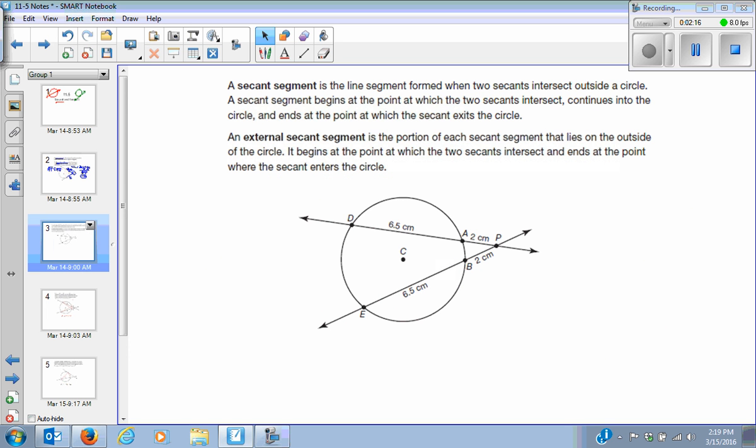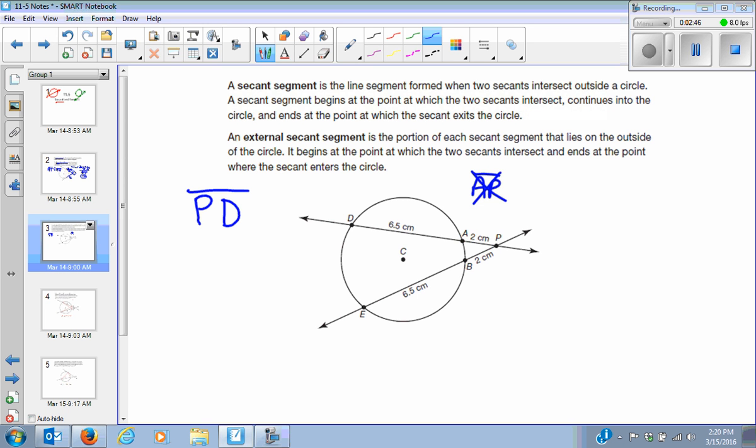All right. Secant is a line segment that's formed by two secants intersecting outside of the circle. A secant segment begins at the point at which the two secants intersect, continues through the circle to the end. So if I was talking about the secant lines up here, there's a bunch of line segments. Hopefully you see that AP is a line segment. That is not the secant segment that we're talking about. But you see hopefully PD, that line segment from here to here starts at the point of intersection and continues all the way to the other side of that. That would be where it exits the circle.